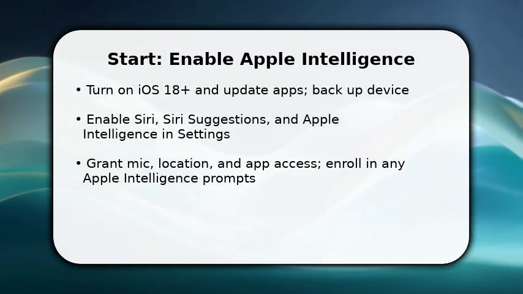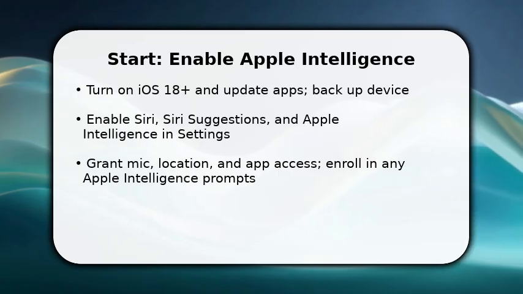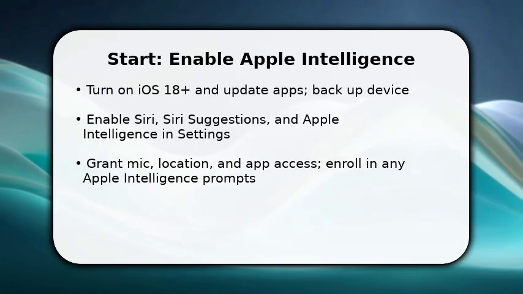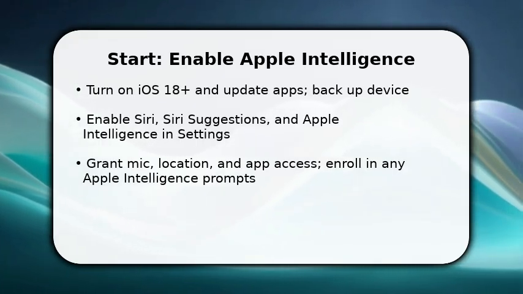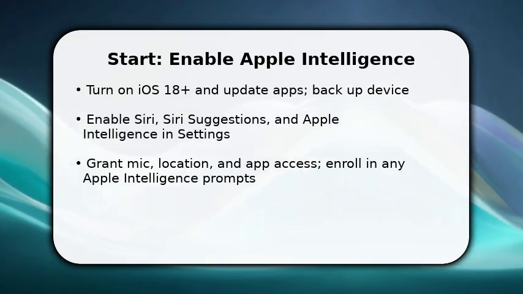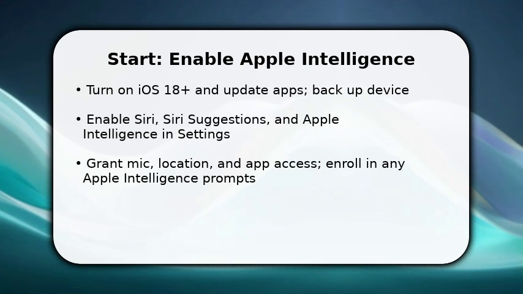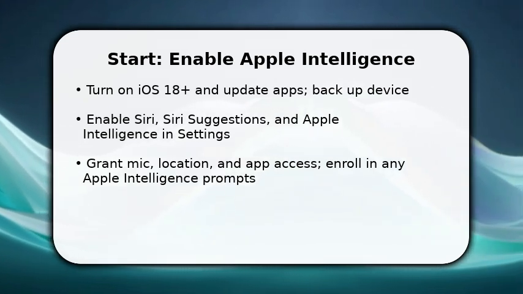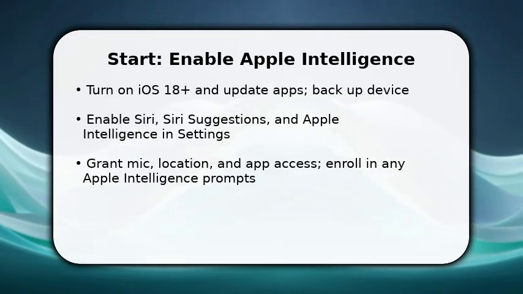Next, open Settings and turn on Siri, Siri Suggestions, and Apple Intelligence. Make sure to accept prompts for personalized results. Once done, grant microphone, location, and relevant app permissions so Siri accesses calendars, messages, and apps. These initial steps let Siri use private on-device models and cloud features to assist accurately.